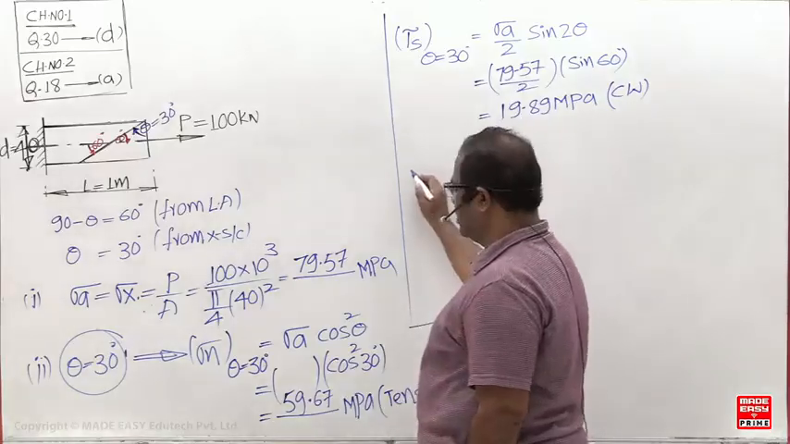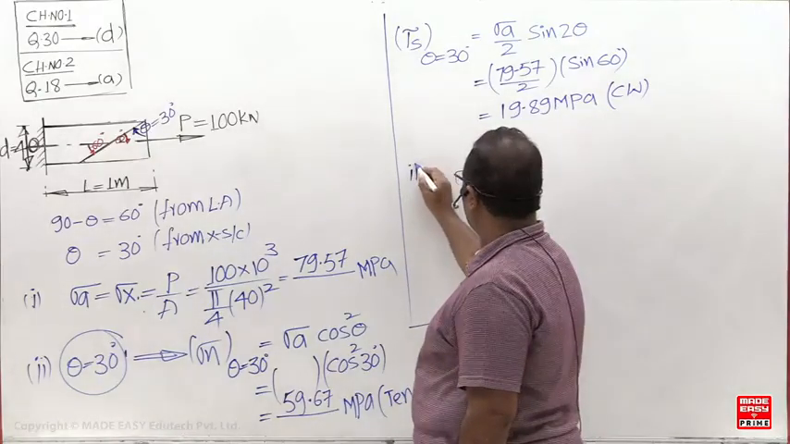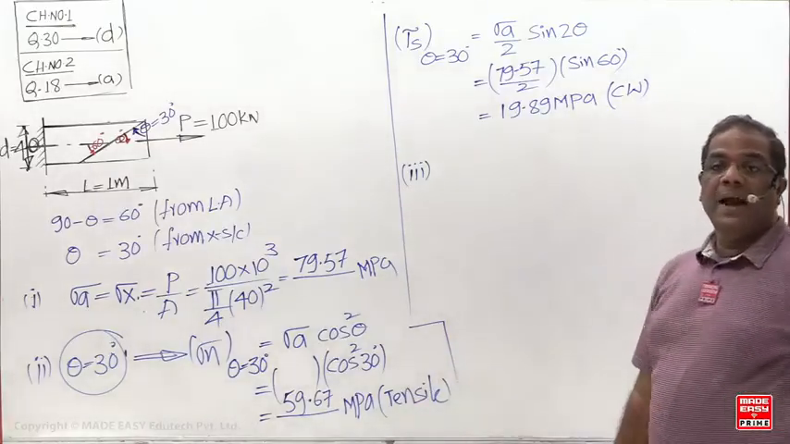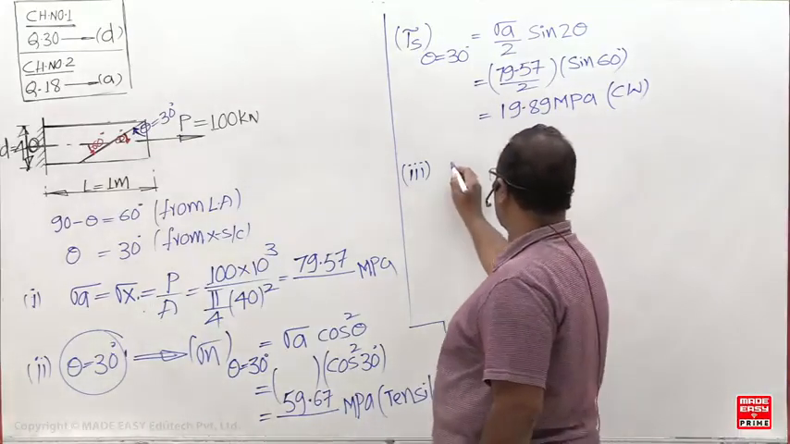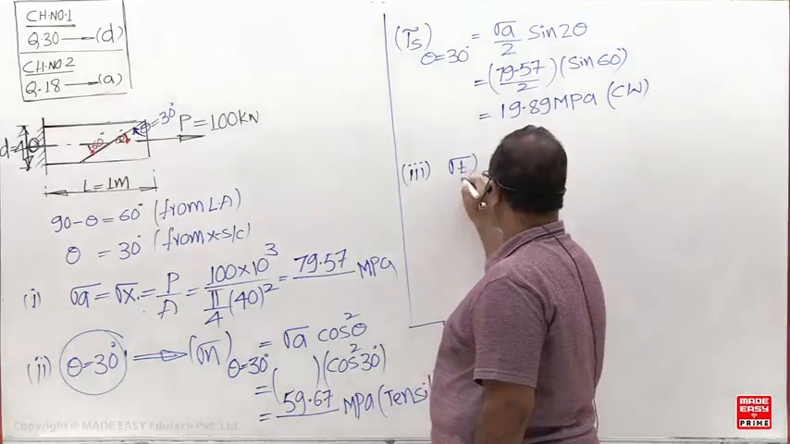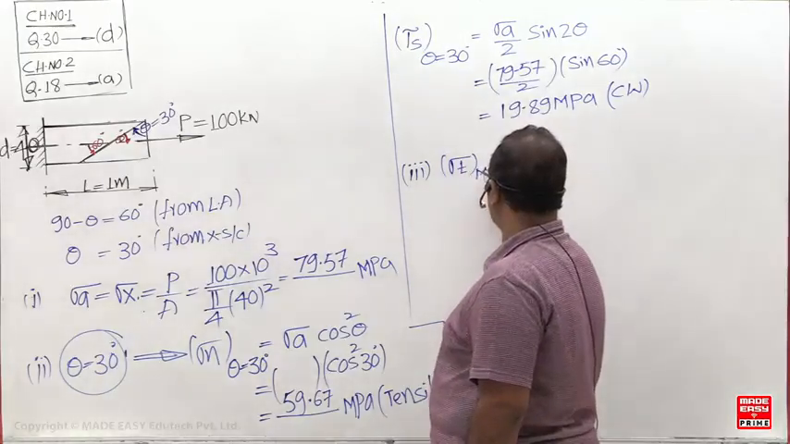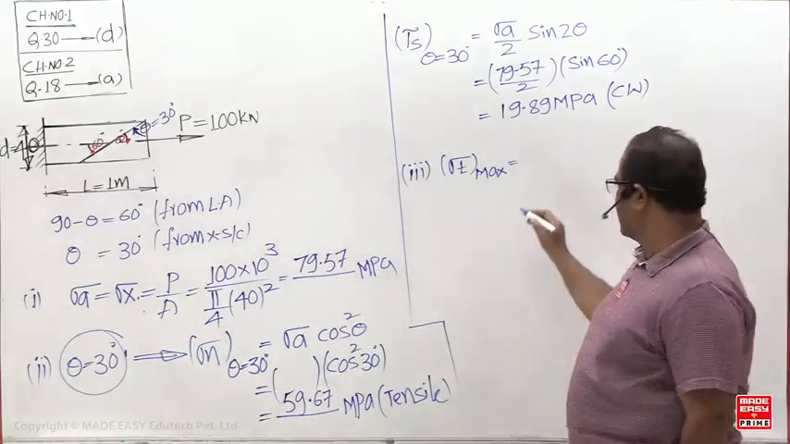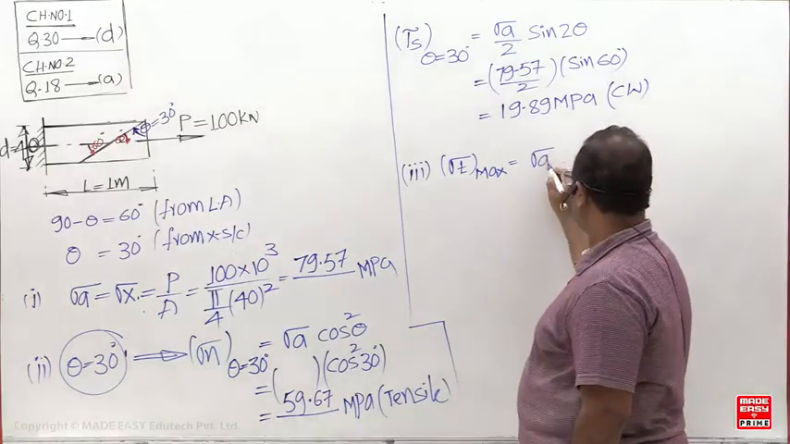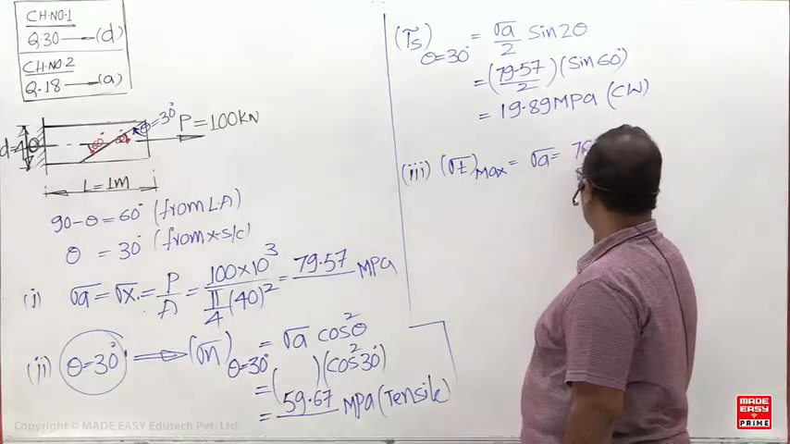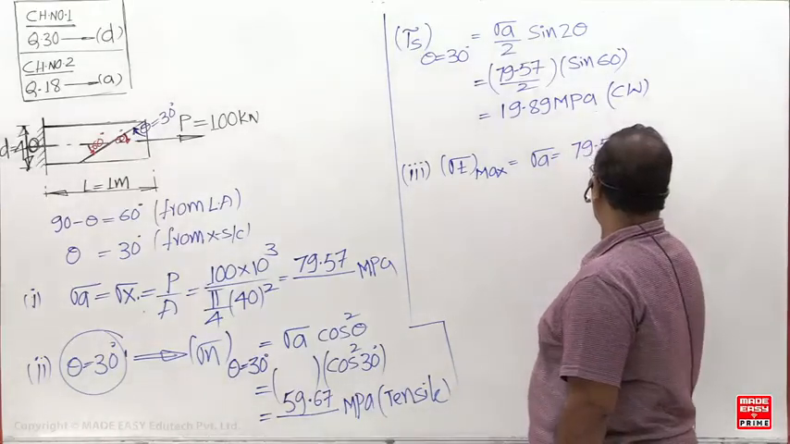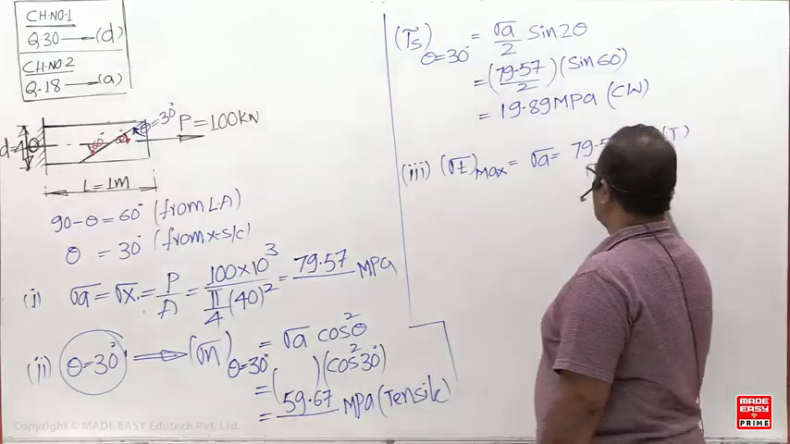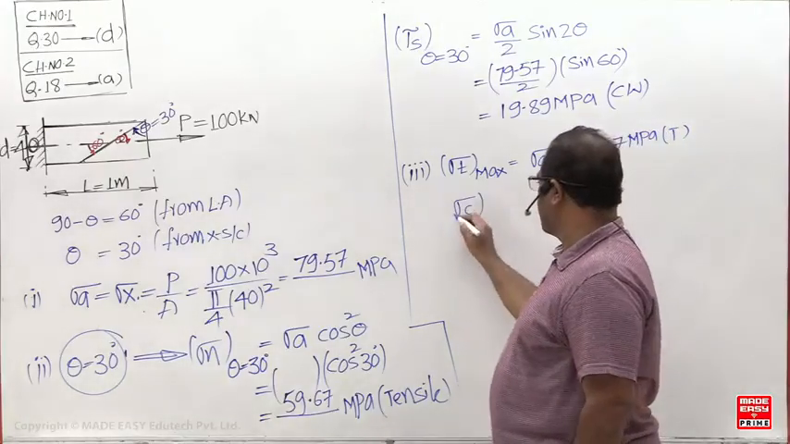Next, what is the second question given now? The maximum tensile stress. What is the maximum tensile stress? Directly the axial stress. And what is the maximum compressive stress? 0.